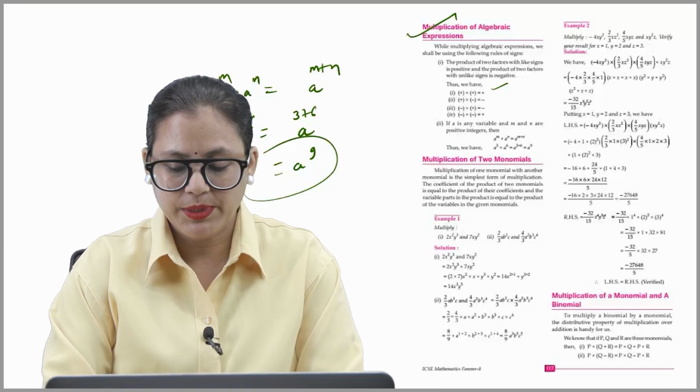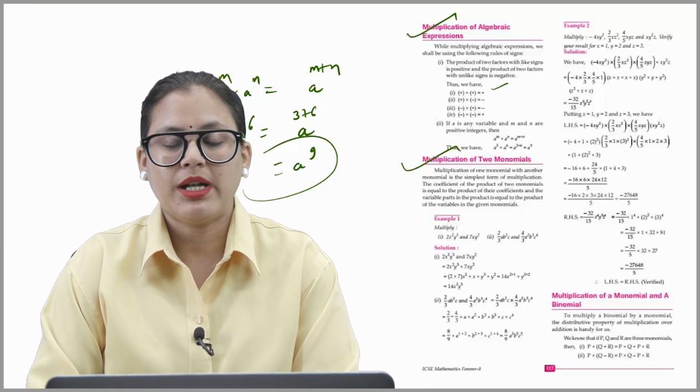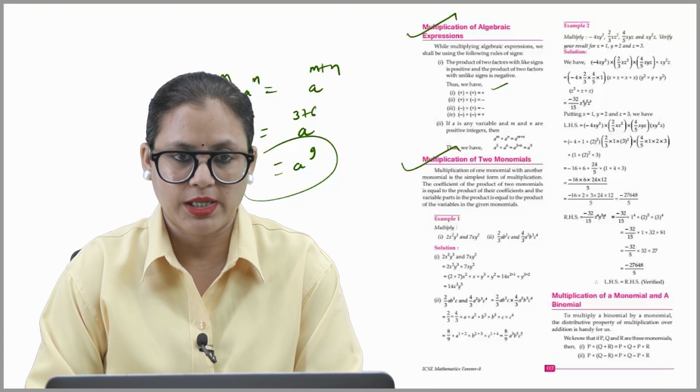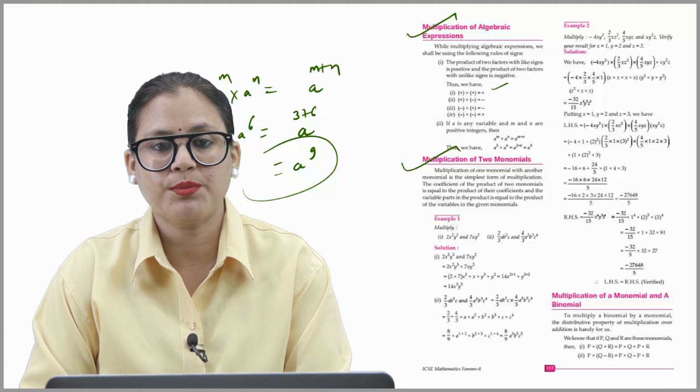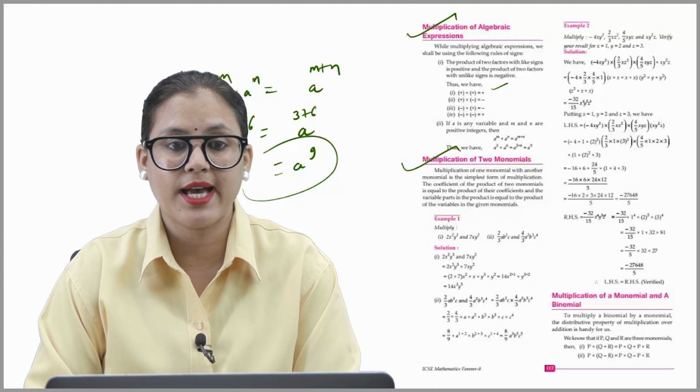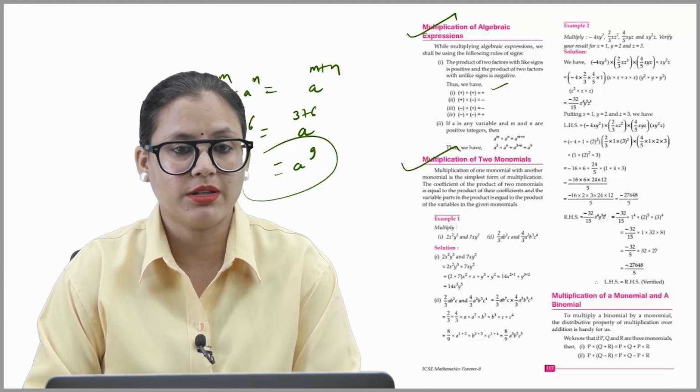Now, multiplication of 2 monomials. Multiplication of one monomial with another monomial is the simplest form of multiplication. The coefficient of the product of 2 monomials is equal to the product of their coefficients, and the variable part in the product is equal to the product of the variables in the given monomials.